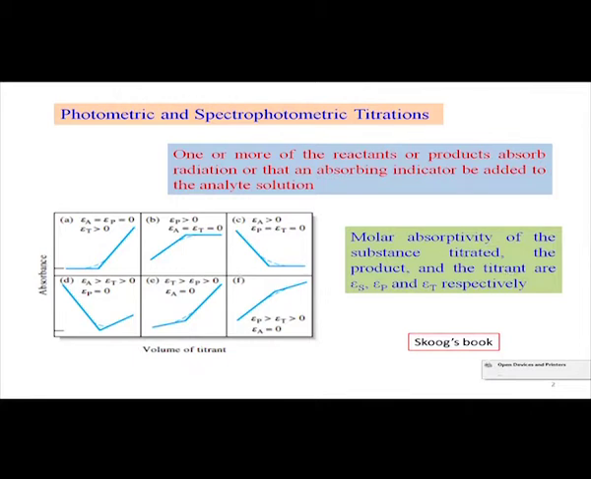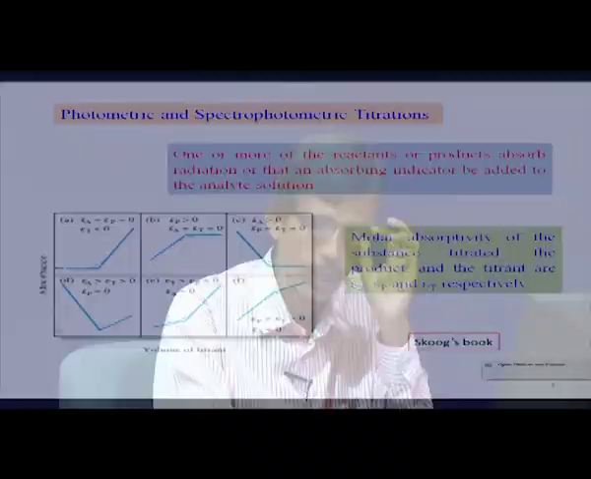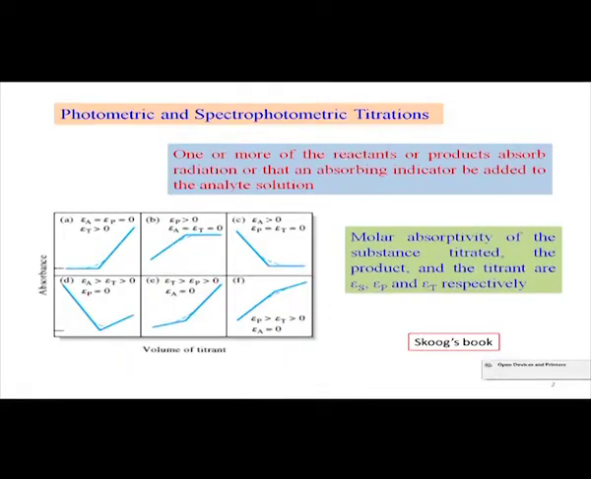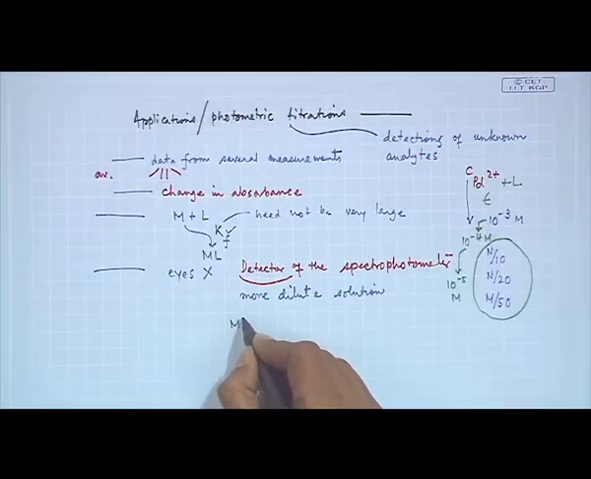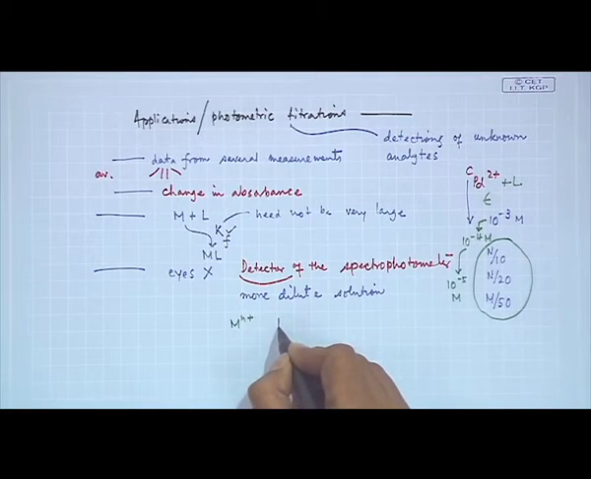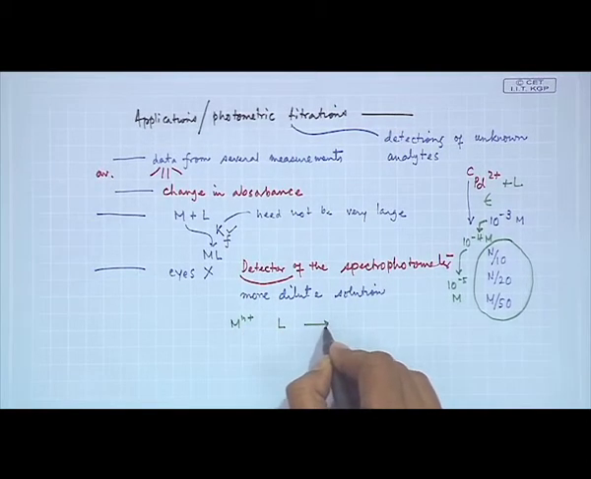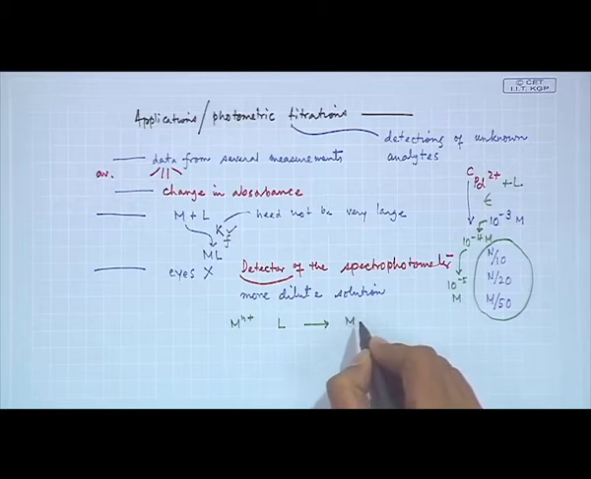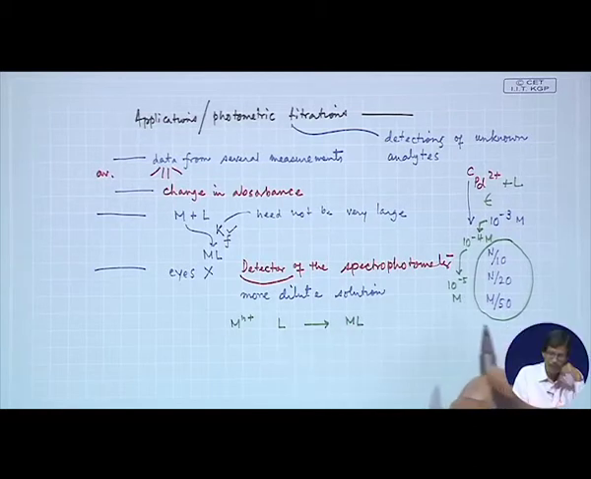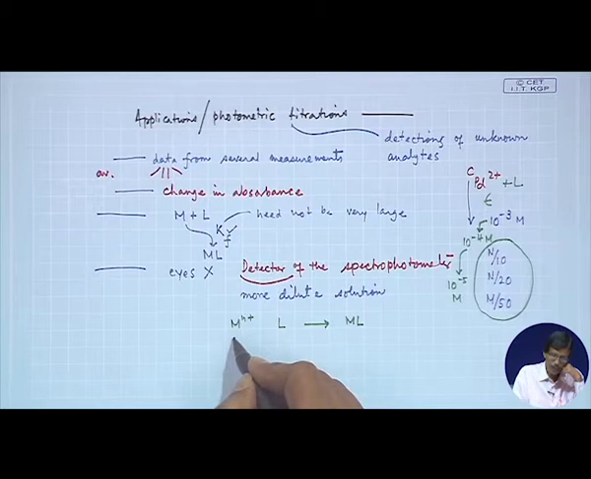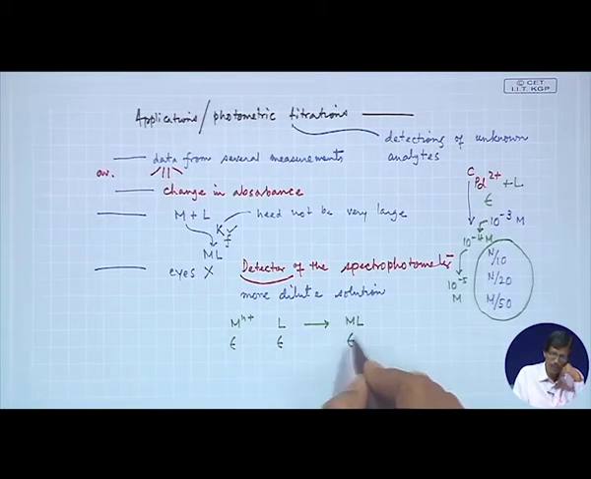then the corresponding product or the titrant. Okay. So, the substance being titrated, the titrant and the product, these are the corresponding epsilon values. So, any of them can give rise to your color. What we see is that if you have the metal ion Mn+, which is reacting with the reagent, giving rise to the corresponding concentration of ML, so we can talk in terms of the epsilon of these, epsilon of these and epsilon of these.